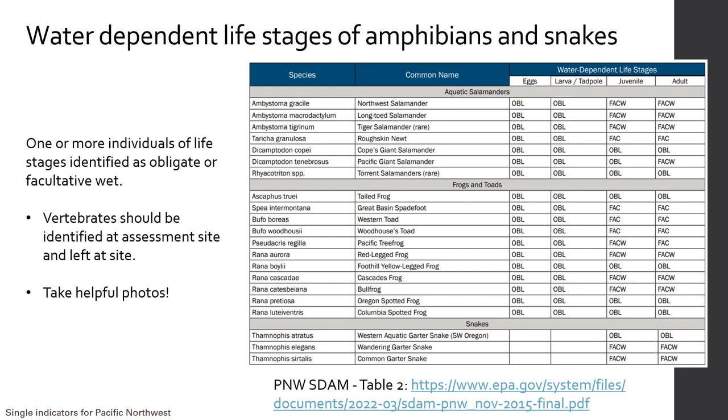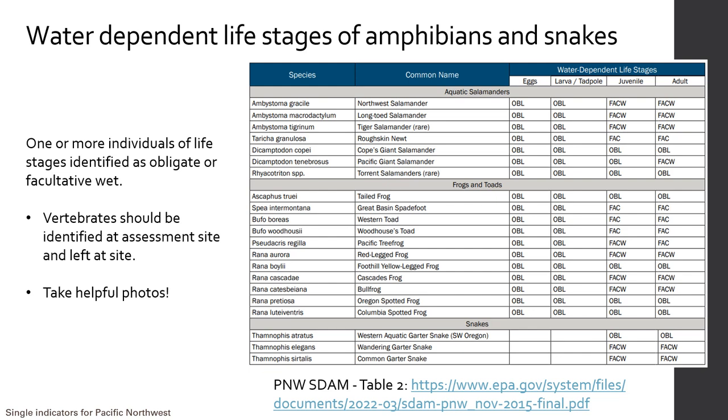Some species are water dependent for their entire life cycle. For instance, Pacific giant salamander, torrent salamanders, and both the Oregon and Columbia spotted frogs. Some species, like the rough-skinned newt and Great Basin spadefoot toad, use but do not depend on surface or hyporheic water in adulthood. 3 species of garter snakes are water-dependent in juvenile and adult life stages.